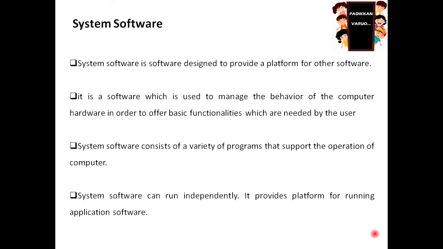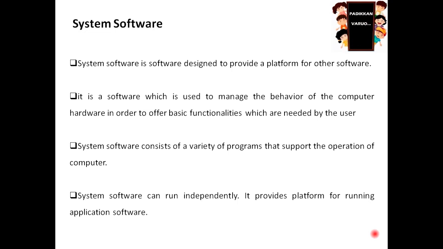So we can move on to an explanation of system software. System software is software that is designed to provide a platform for other software. It is actually creating an environment or platform, above which we install various applications or application softwares. System software is used to manage the behavior of computer hardware in order to offer basic functionalities needed by a user. So an operating system is an example of system software. Operating systems act like a user interface between a machine and a human being.